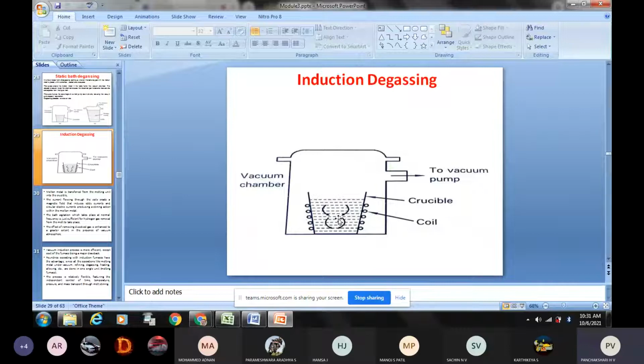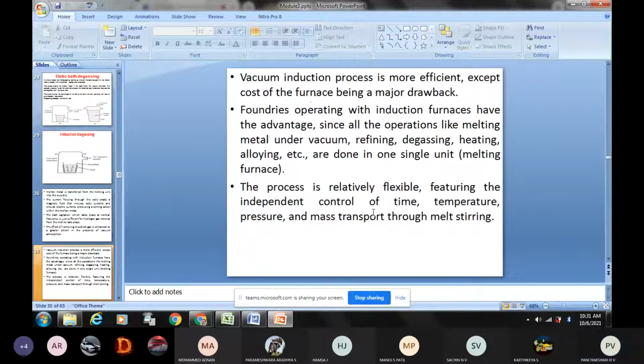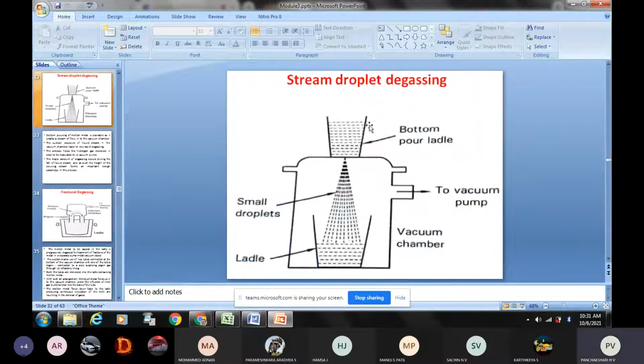But here in the next case, stream droplet, this is also one type of fractional degassing, because the liquid metal is treated fraction by fraction, drop by drop, and we are removing the gas.